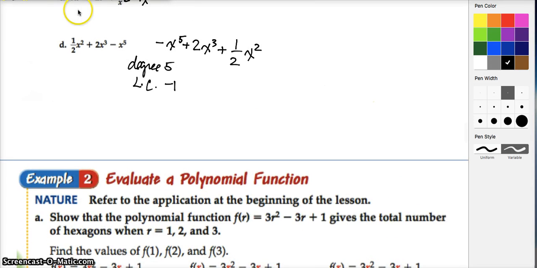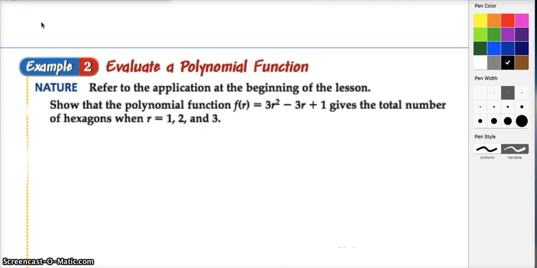All right, one of the things that's important for us to be able to do is to evaluate functions. And so this is a skill that you've probably been working on since 9th grade or whatever grade you had Algebra 1 in. So check this out. If we have f of r, here's a function where the function f is dependent on r. r is the independent variable. We have 3r squared minus 3r plus 1.